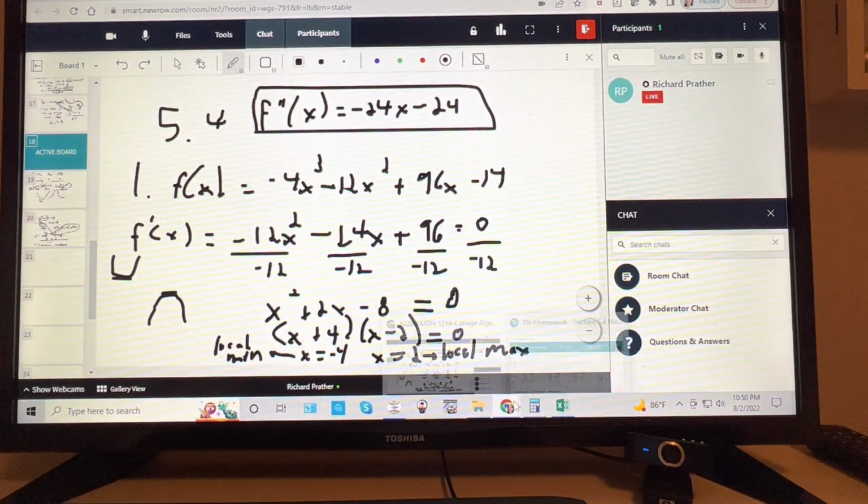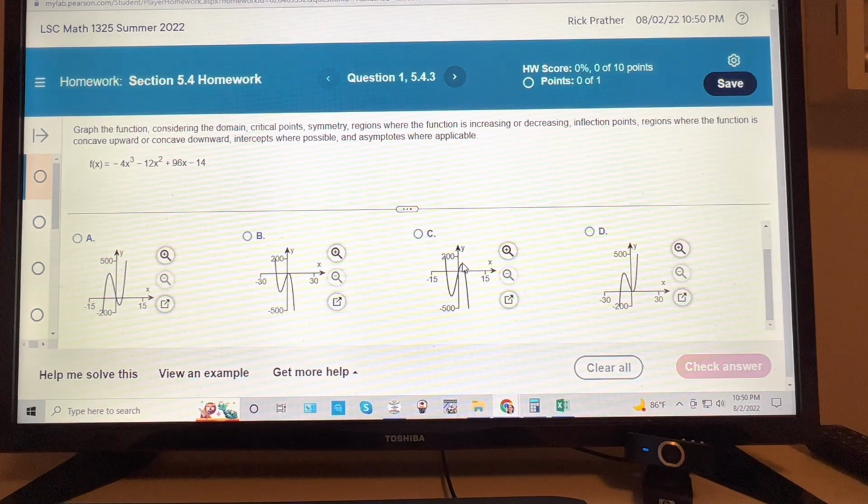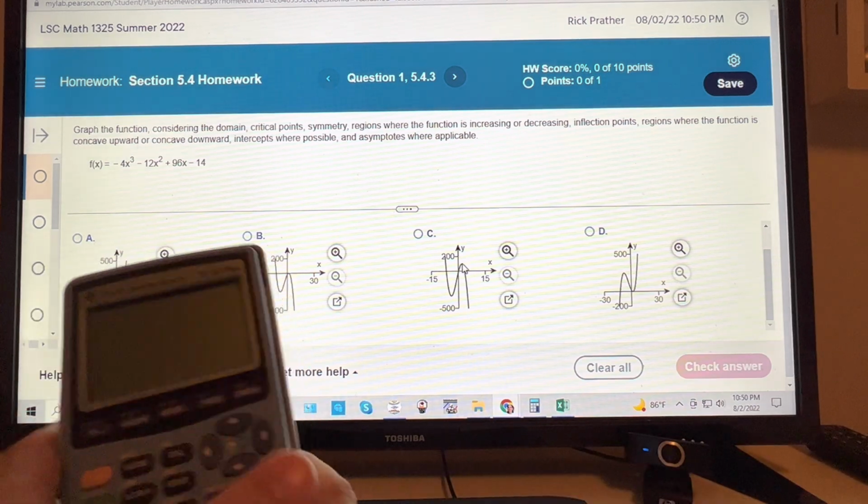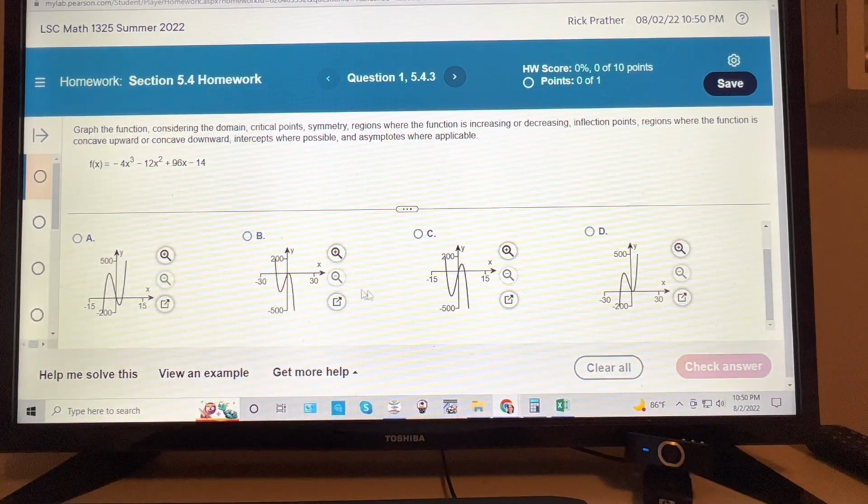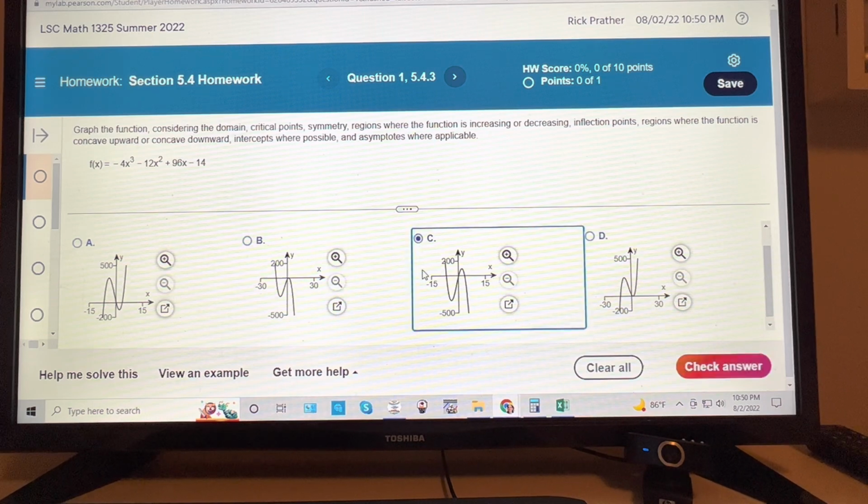So it must be this, because see, this goes all the way to 200. So that could be 90, I guess. It's hard to tell because it's so tiny. But it's certainly not 0 or close to 0. So it must be graph C.